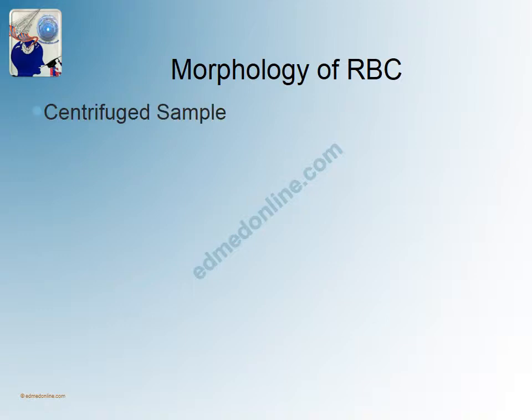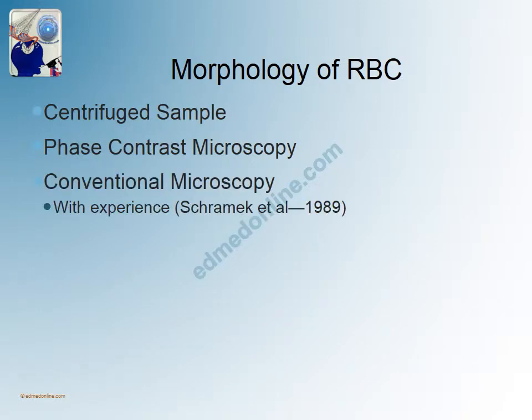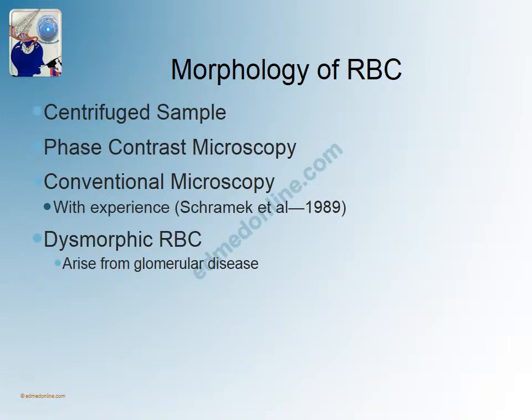To evaluate the morphology of RBCs, we need a centrifuged urine sample and a phase contrast microscopy. This has been a traditional teaching that the morphology is evaluated best by a phase contrast microscopy. But Schramek in 1989 has shown that with experience even a conventional microscopy is good enough.